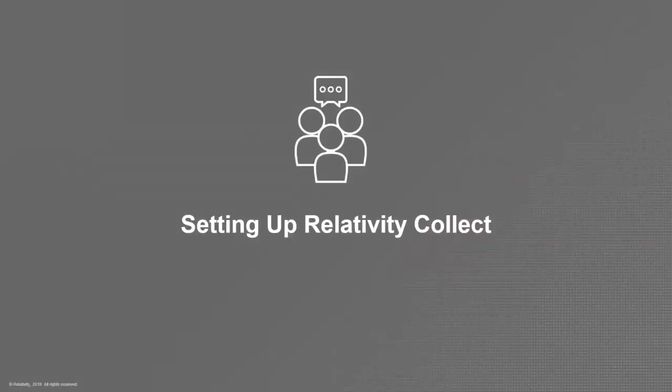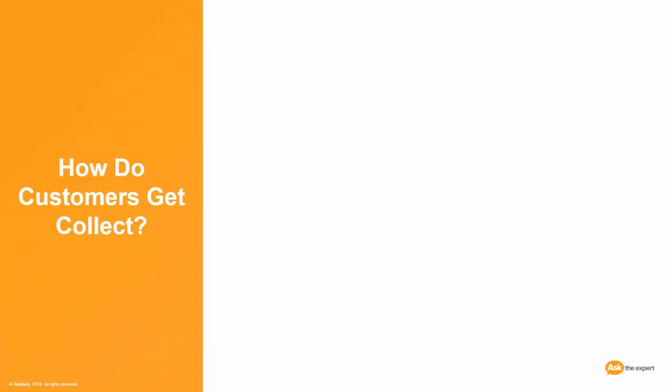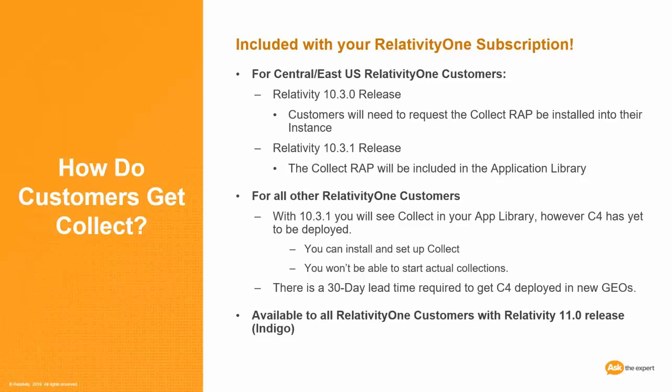All righty. So setting up Relativity Collect, first thing is how do I get it? Before I can set it up, I need to get a copy of it. So with this first release in Goatsbeard 0, Collect is available to Central and soon East US Relativity customers. The collection wrap is not currently in the app library, so in order to obtain the wrap or have it added into your instance, you do need to make a formal request. So work with your CSM or call support, and we can get the wrap installed into your instance.